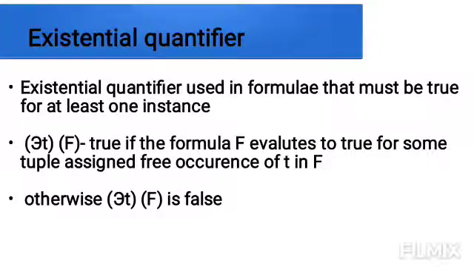For example, if F is a formula, then there exists T of F, where T is a tuple variable. The formula there exists T of F is true if the formula F is evaluated to true for some tuple assigned to free occurrence of T in F. Otherwise, there exists T of F is false.